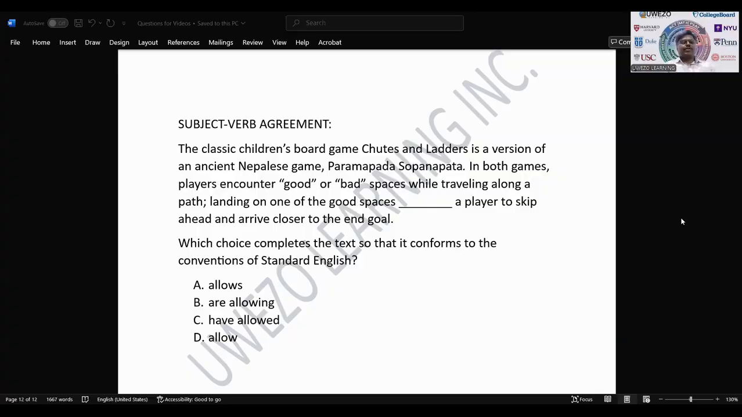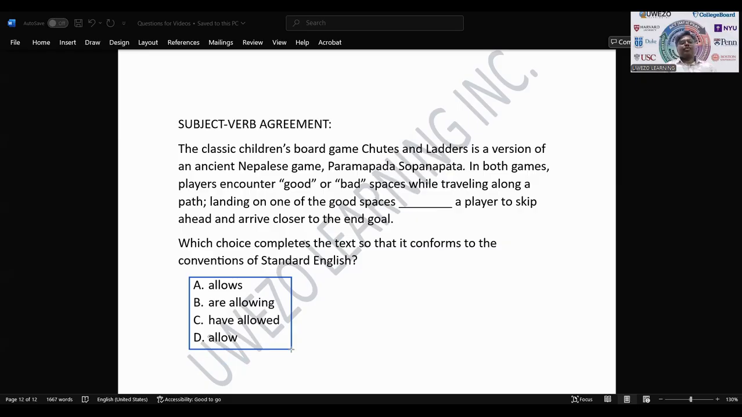Let's understand the concept of subject-verb agreement using a question from one of the College Board's question banks. The question says, which choice completes the text so that it conforms to the conventions of standard English. When we look at the answer choices, what we see here is the verbs are changing: allows, are allowing, have allowed, allow. It means either the question is testing subject-verb agreement or it is testing verb tense. Let's read the text for that.